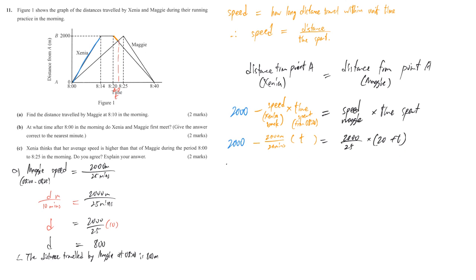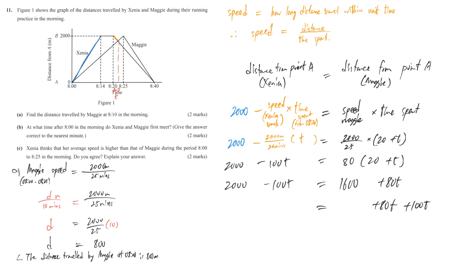But the numbers here look too complicated, so we simplify it first. This is 100t, while this one is 80. So it becomes much easier to handle. Group all t together, so we have 80t plus 100t on the right hand side. So 400 is equal to 180t. Then we can get t. So we get t is 2.22222.